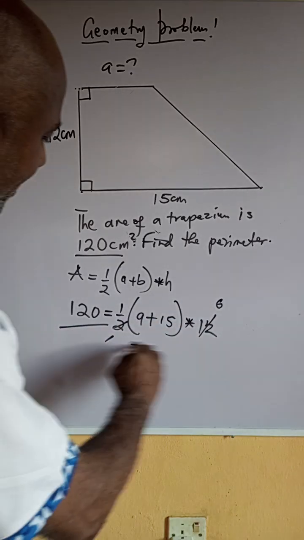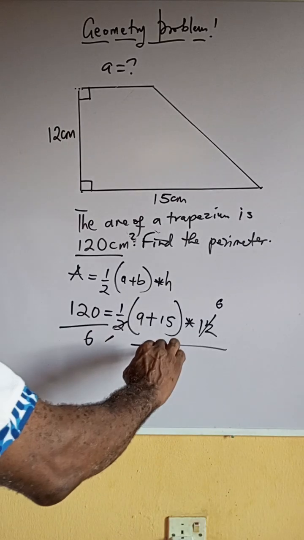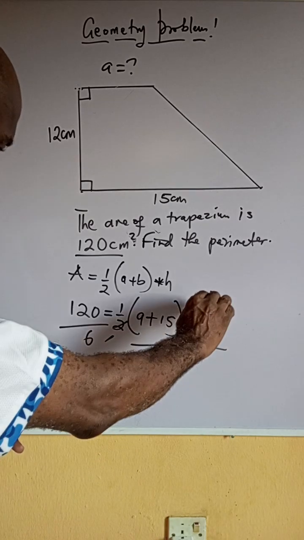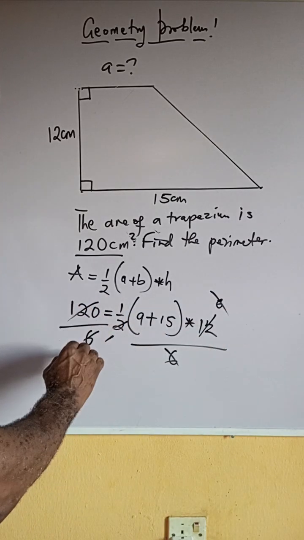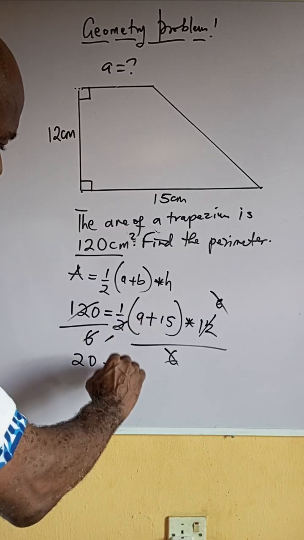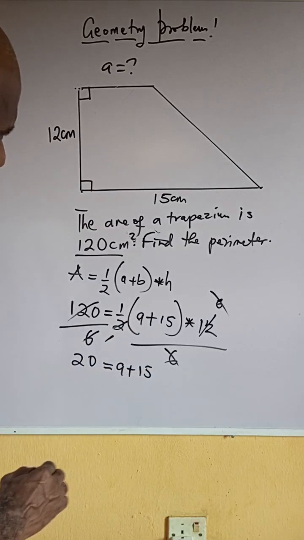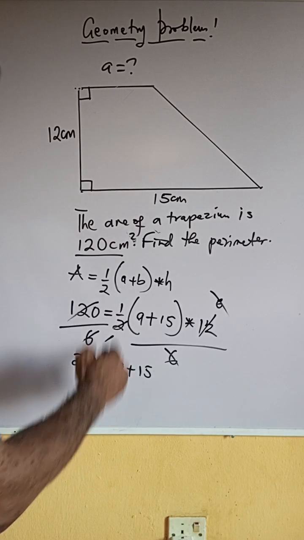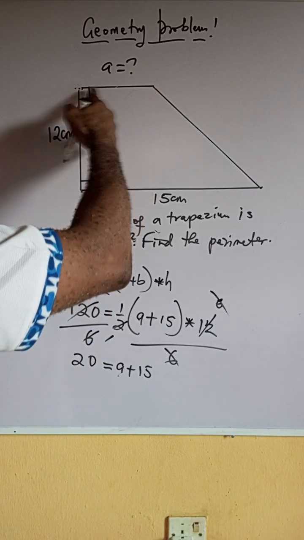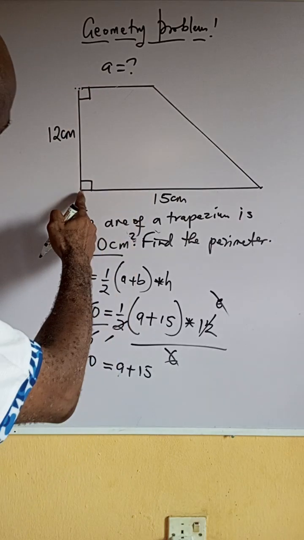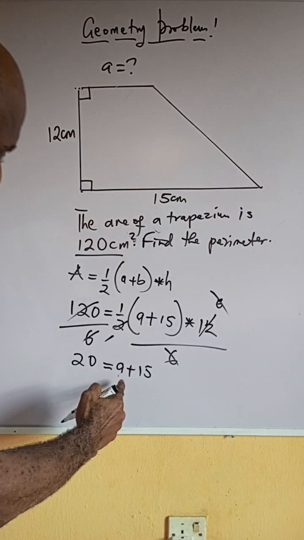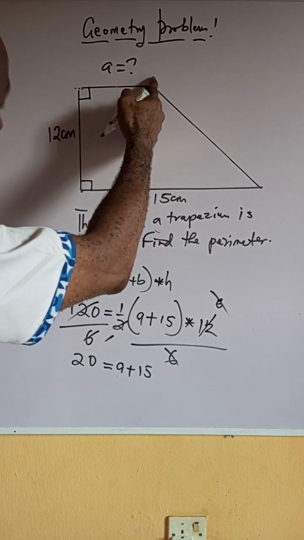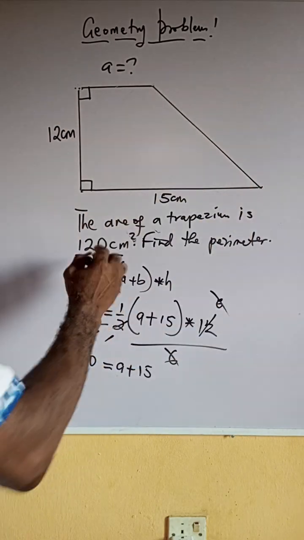We can divide both sides by 6, so that this 6 takes care of this 6. 6 divides 120, we have 20 here, so that 20 is equal to A plus 15. At this point, this has resulted in a simple equation to determine the value of A, one of the two parallel sides. Remember, one of them is given and the other is not given. So we are trying to determine this other side and thereafter proceed to determine from here to here and then calculate the perimeter of this shape.